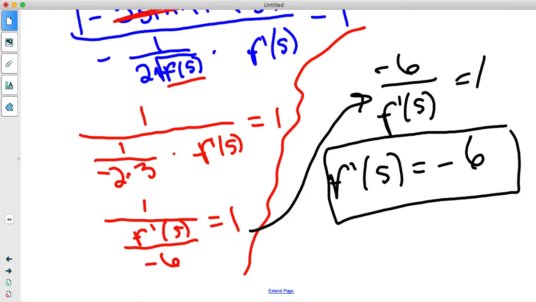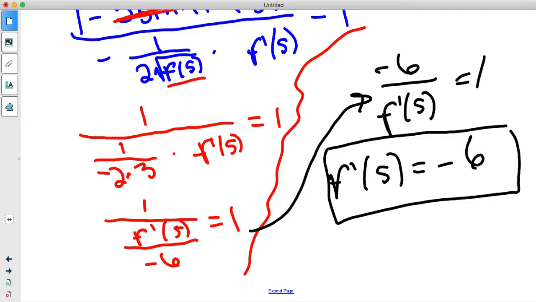Okay, so again, I'm not sure what all I was doing yesterday, but I was not getting values for f of 5 and f prime of 5. So f of 5 is 9 and f prime of 5 is negative 6. So that's what you should get for part F of that problem.